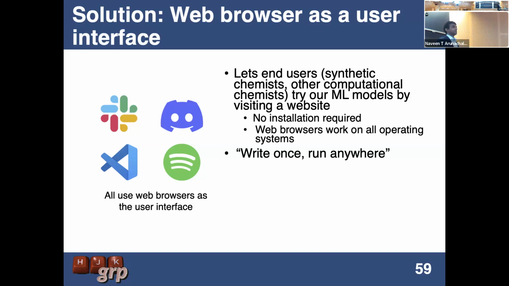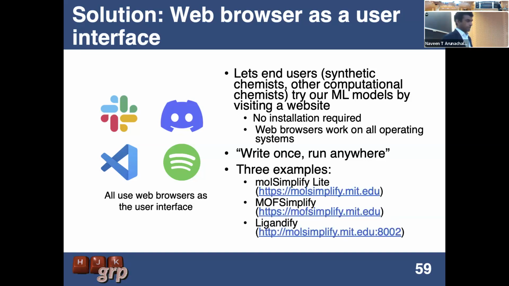Another advantage of using the web as a user interface is that you can write your code once and run it anywhere, because browsers are available almost ubiquitously. And if you target the browser for an app, that app can be deployed almost anywhere. So I'm going to go over quickly three examples of using the web browser as user interface, which are MolSimplify Lite, MolSimplify, and Legendify.